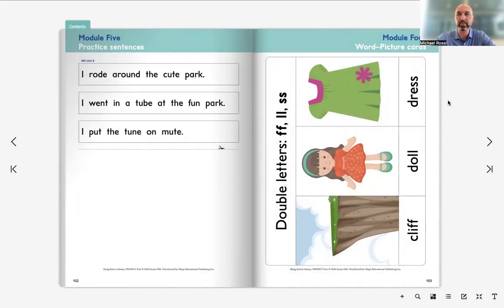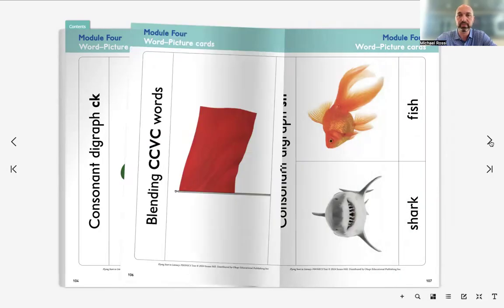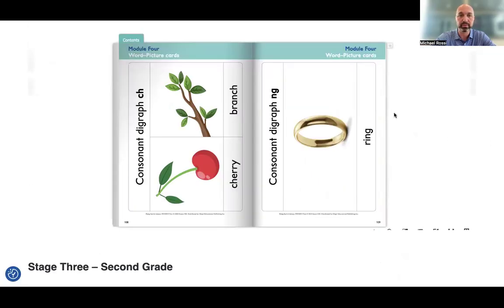And then finally, you have your word to picture cards. These again can be printed out. They can be placed in front of students so they can practice and see these. And these correspond to the units as well and the skills that they're learning. That is the teacher guide that comes along with every Flying Start to Literacy Phonics Stage 2 kit. This is available in print. It's also available in digital for teacher use.